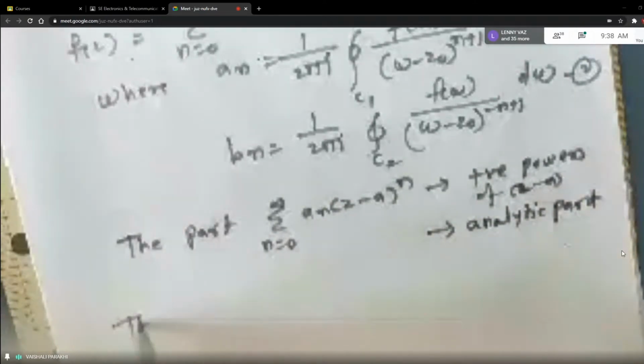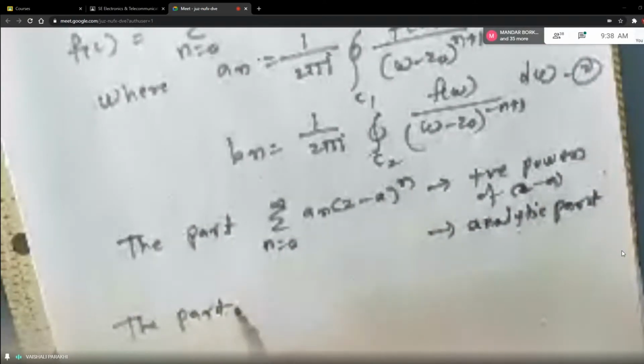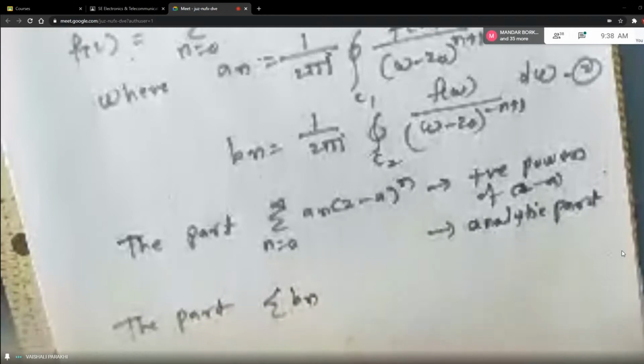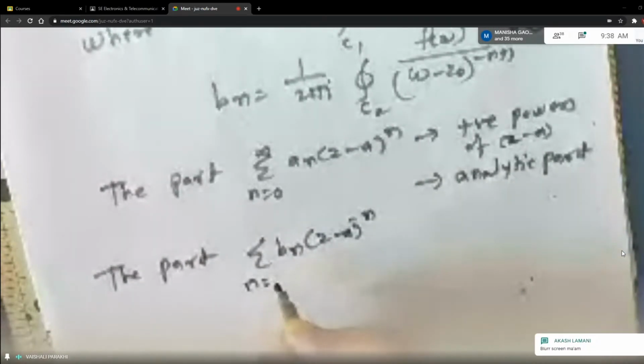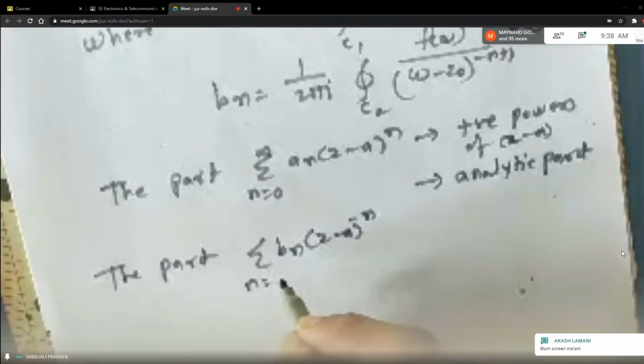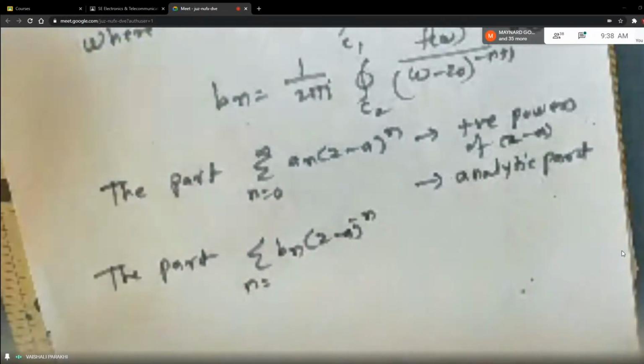And now the second part of the Laurent series. What is the second part? b n z minus a raised to minus n, from n equal to 1 to infinity.